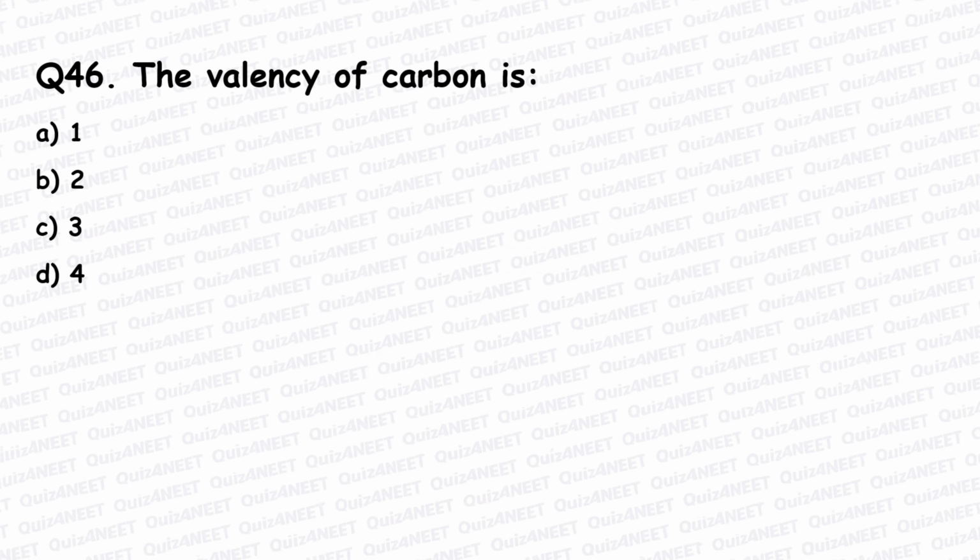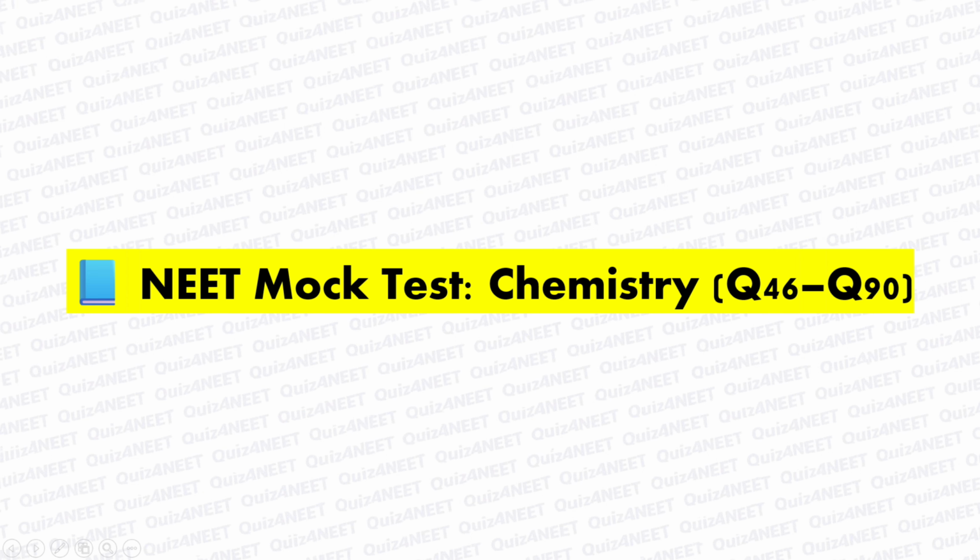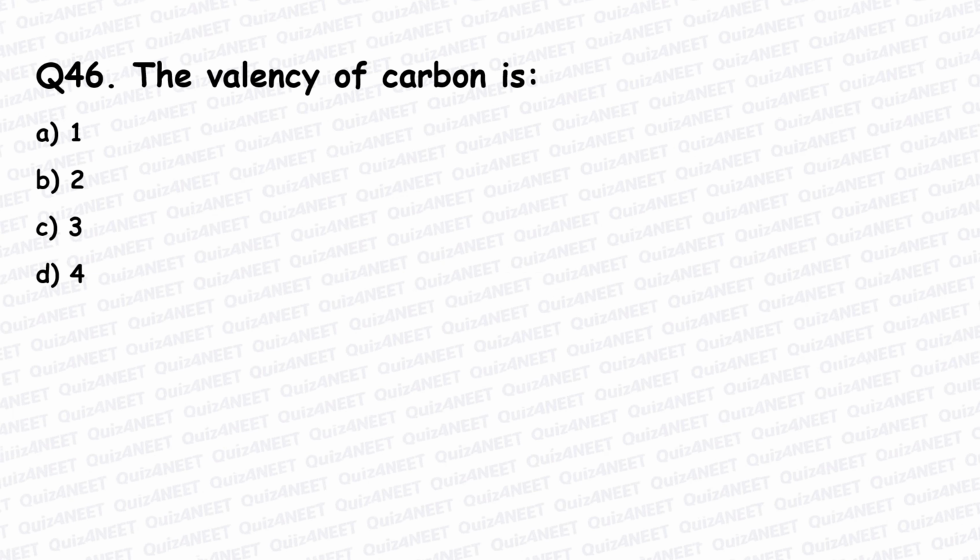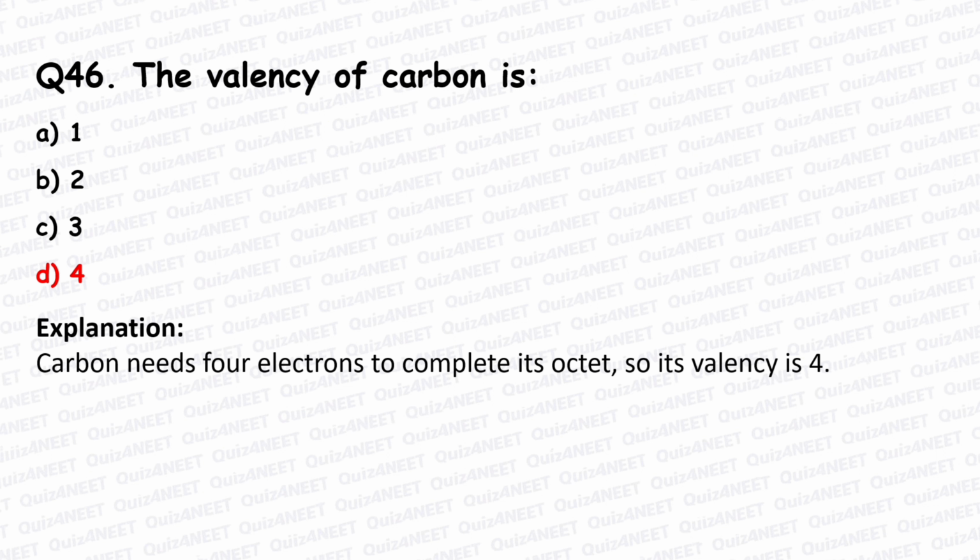Q46. The valency of carbon is A1, B2, C3, D4. Welcome to the chemistry area of this NEET mock test. In this part, we'll be focusing only on chemistry questions from question 46 to question 90. From physical to organic and inorganic, each question is crafted from core NCERT topics. Let's start the chemistry section. Answer D, 4. Explanation. Carbon needs 4 electrons to complete its octet, so its valency is 4.